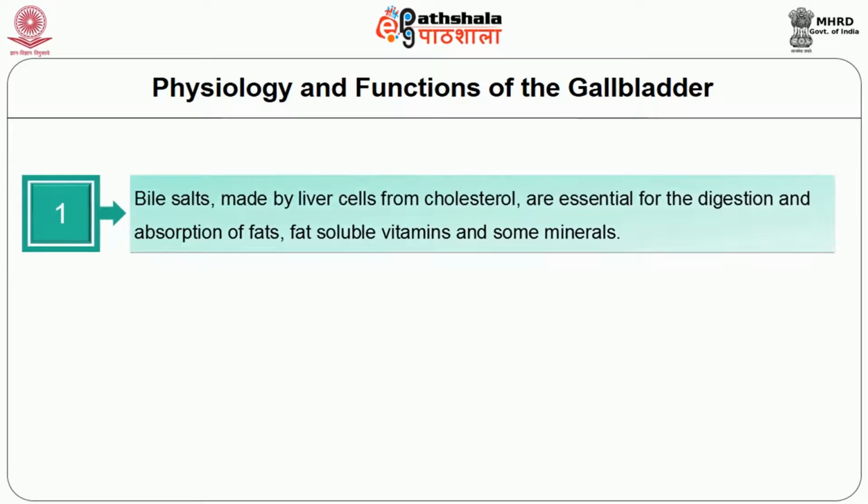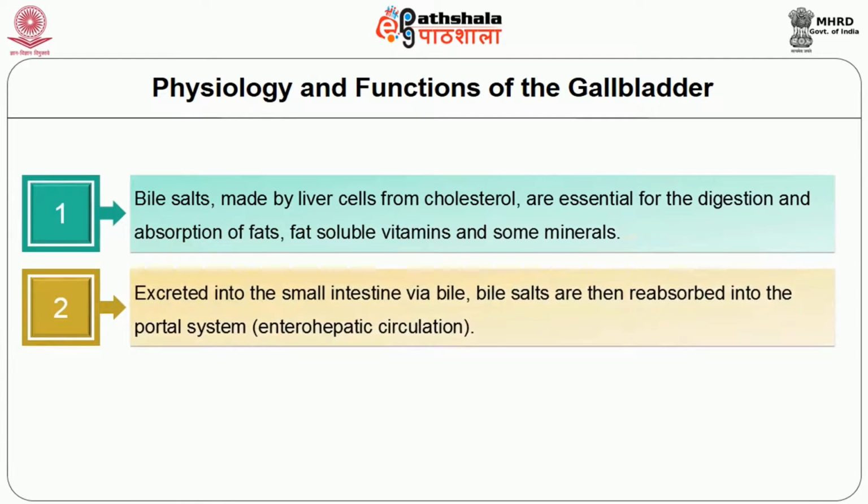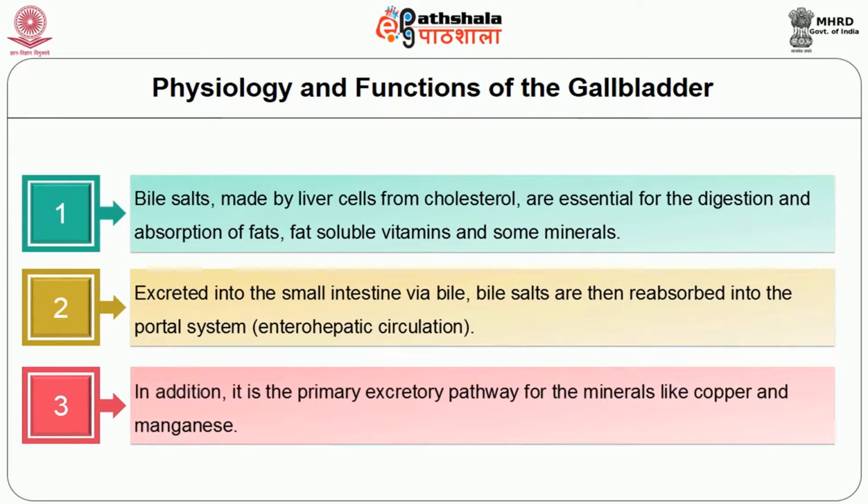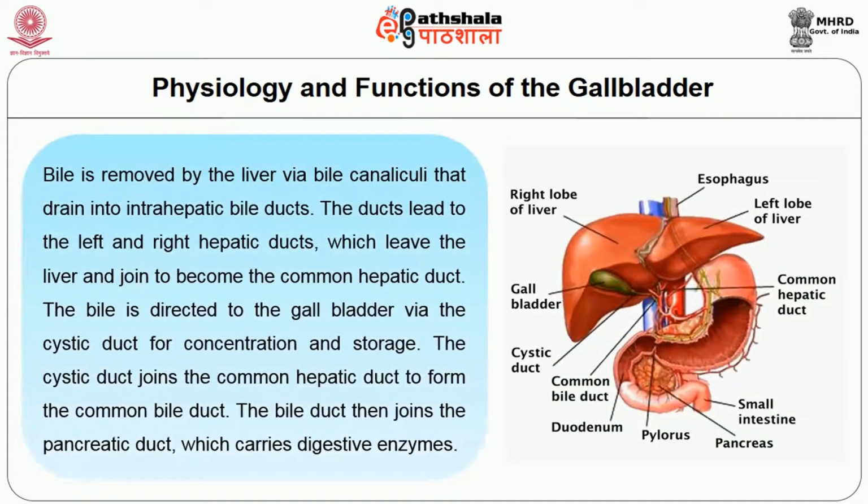Bile salts made by liver cells from cholesterol are essential for the digestion and absorption of fats, fat-soluble vitamins, and some minerals. Excreted into the small intestine via bile, bile salts are then reabsorbed into the portal system. In addition, bile is the primary excretory pathway for minerals like copper and manganese. Bile is removed by the liver via bile canaliculi that drain into intrahepatic bile ducts.